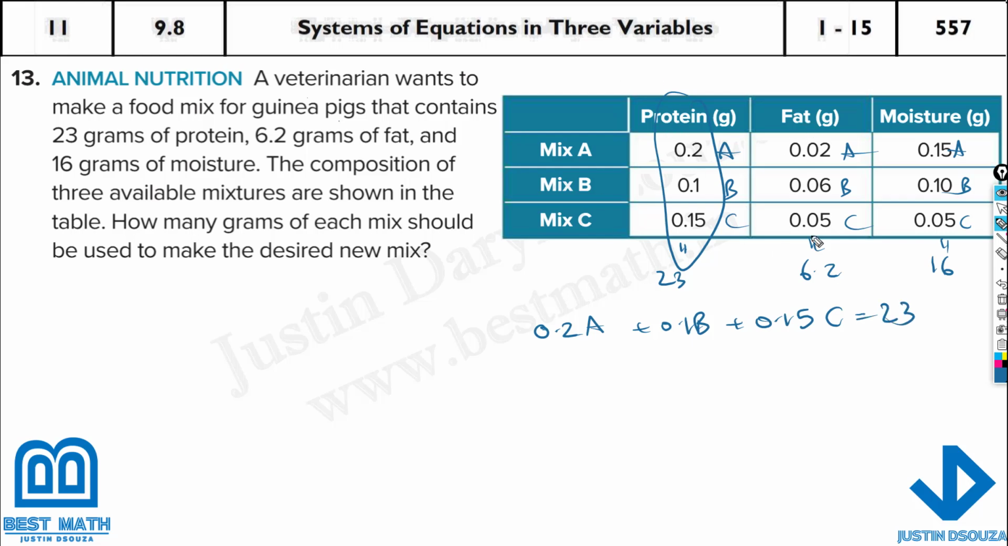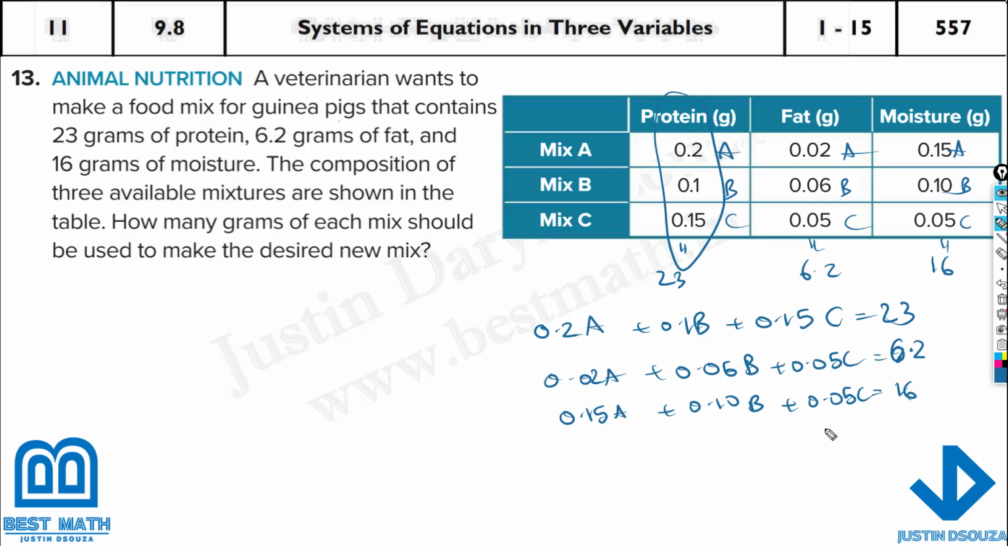This is all the protein. And here we have 0.02A plus 0.06B plus 0.05C. That is equal to 6.2. And lastly, we have 0.15A plus 0.10B and 0.05C. That is equal to 16. Just put this in the calculator, you will get the answers.